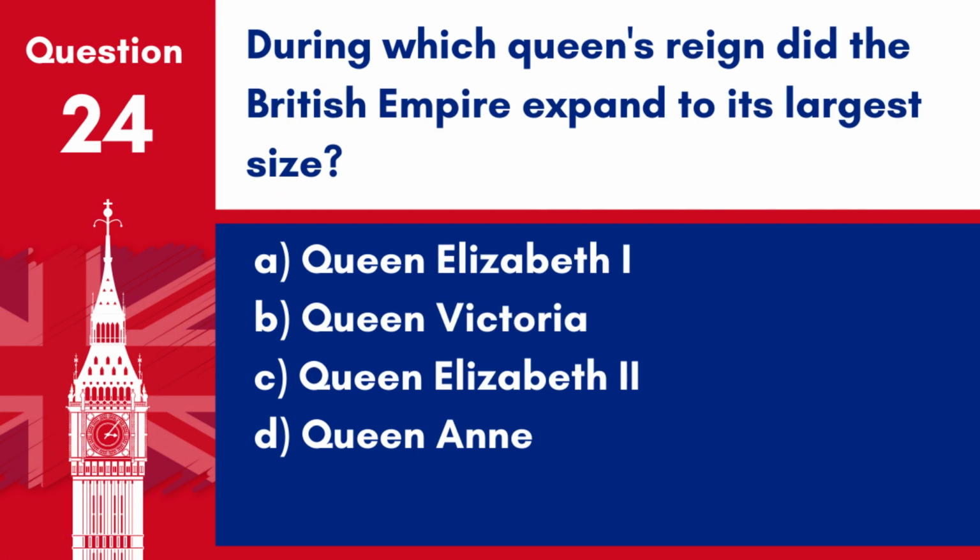Question 24. During which queen's reign did the British Empire expand to its largest size? A. Queen Elizabeth I. B. Queen Victoria. C. Queen Elizabeth II. D. Queen Anne. Answer. B. Queen Victoria. During Queen Victoria's reign, the British Empire expanded to its largest size.